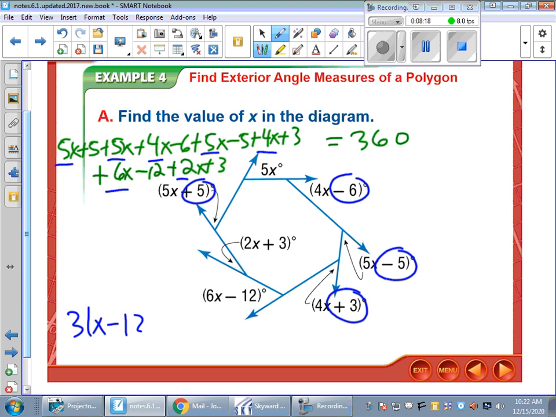31x minus 12 equals 360. So you add the 12 over, so 31x equals 372. And when we divide that, we get that x is 12.